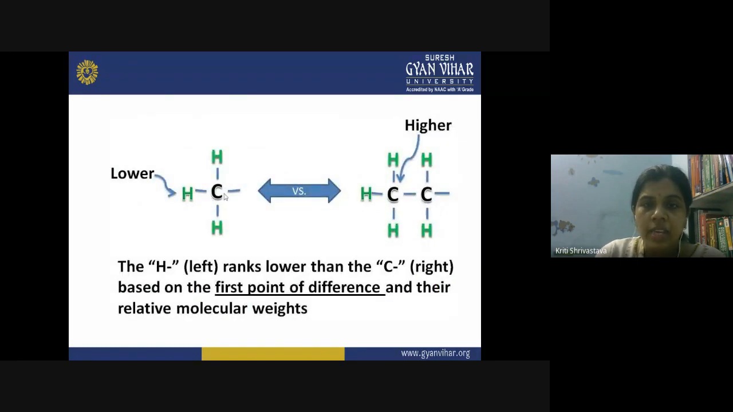Like you can see, if the methyl is attached to the stereogenic center with the help of a carbon, and if ethyl is attached, then when you move to the next carbon, the other atom attached directly will be a carbon in the case of the ethyl, and in the case of methyl, it will be a hydrogen. So that is the first point of difference. Now you will see the molecular weight. The carbon has more molecular weight as compared to hydrogen. Therefore, ethyl will be given priority as compared to the methyl group.